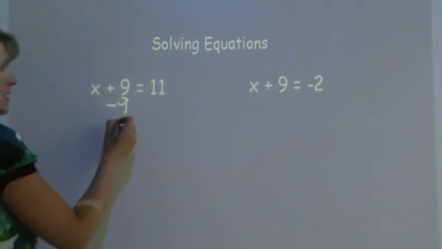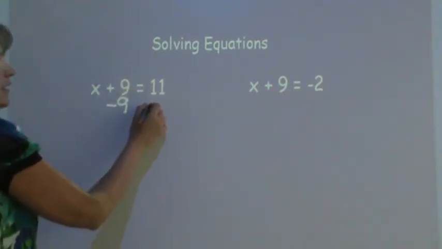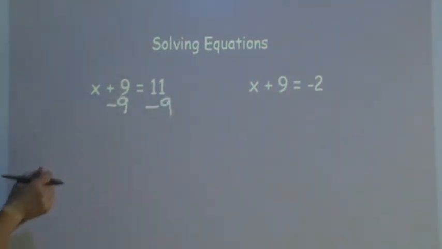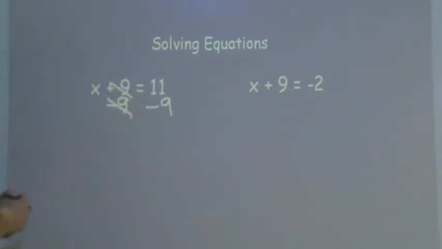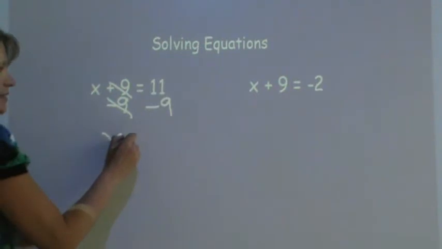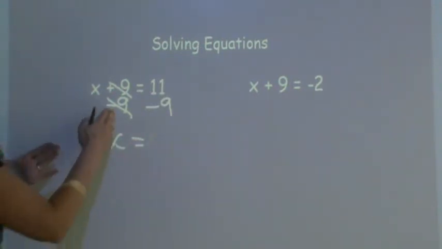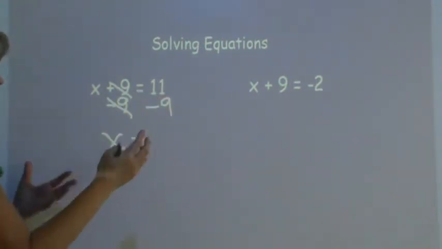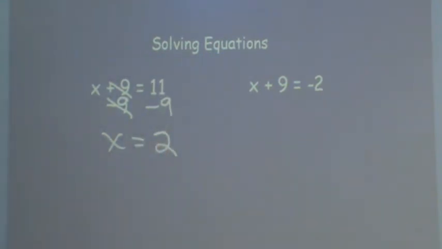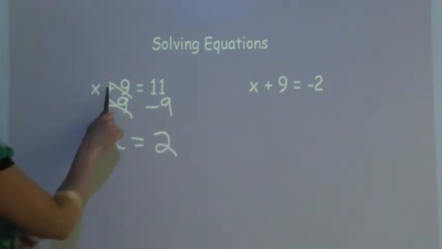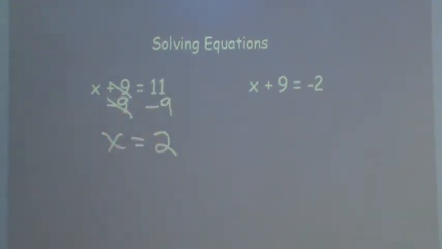This is the one-step stuff. Whatever you do to one side, you do to the other to maintain the balance. Okay, x plus 9 minus 9 cancels out. It's 0. X plus 0 is just x. So we're simplifying. But I also subtracted 9 from that side to maintain the balance. 11 minus 9 is 2. So in this case, x equals 2. Well, we can check it. Yep, 2 plus 9 does equal 11, so we know x does equal 2.